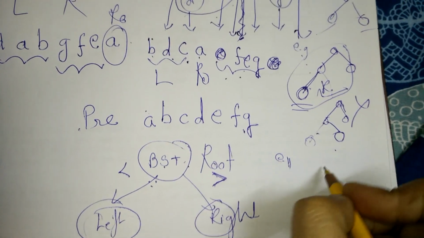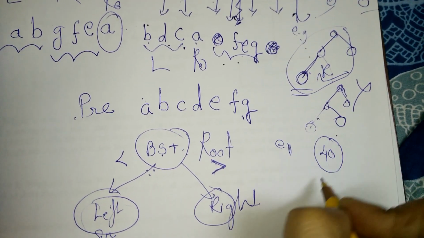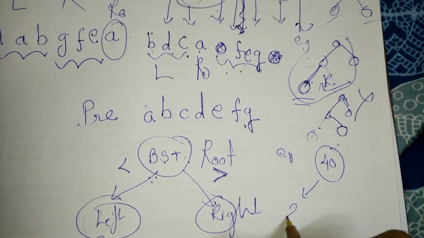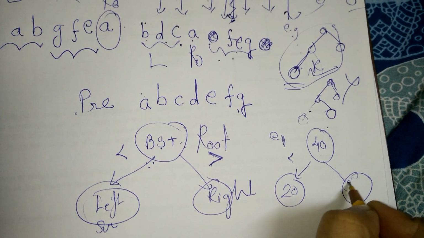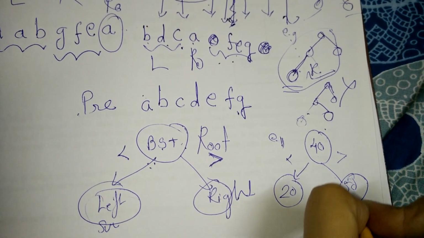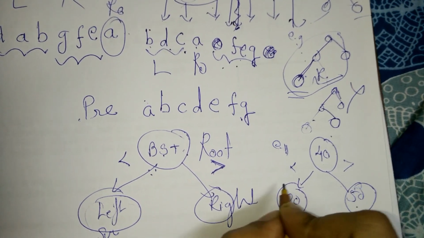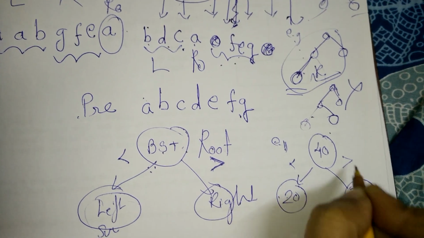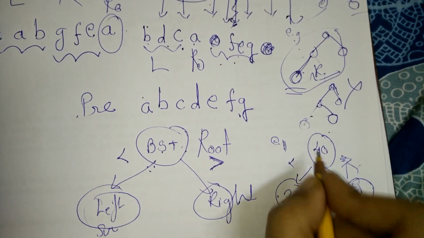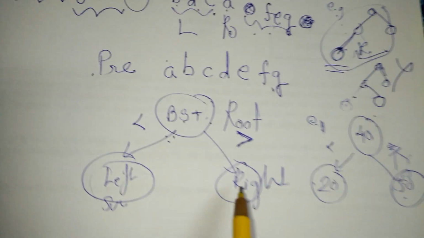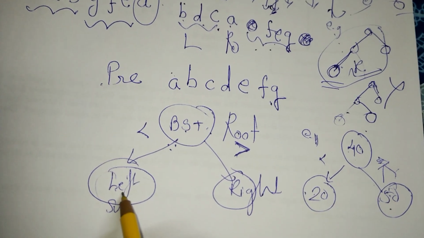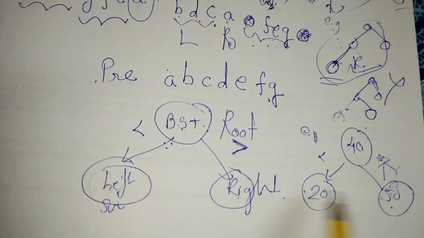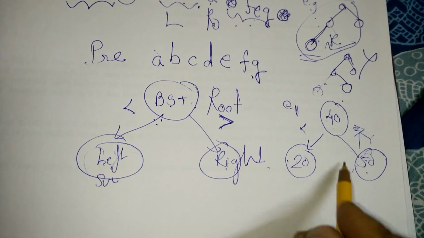For example, if 40 is my root, then the numbers present over here might be 20, 30 or less than 40, and the numbers present over here should be greater than 40. So 20 is less than 40, whereas 50 is greater than 40. So this type of tree is called a binary search tree, where the left subtree has lesser values, whereas the right subtree has higher values.